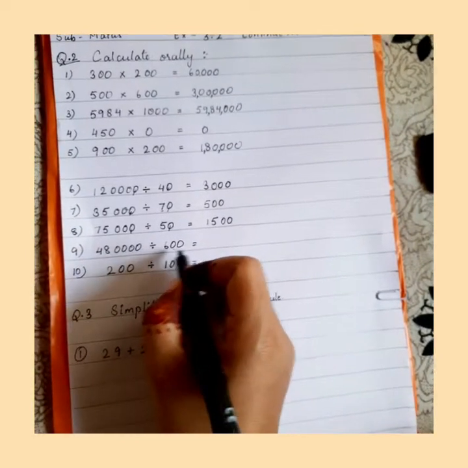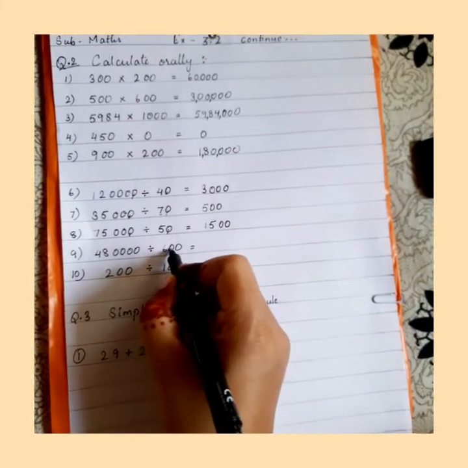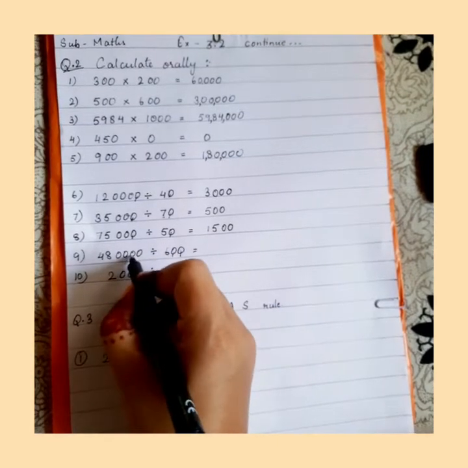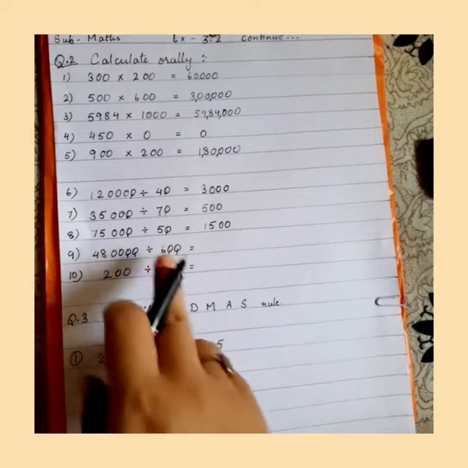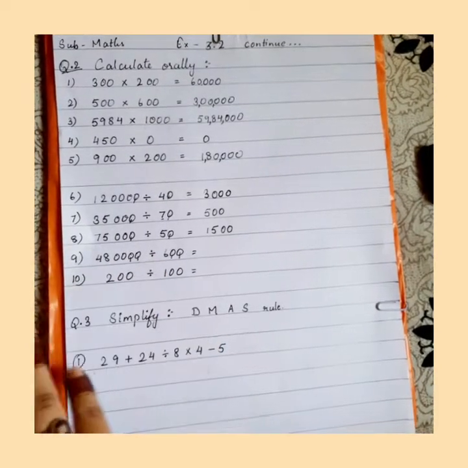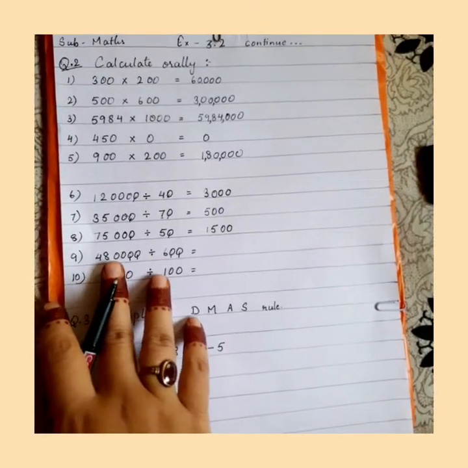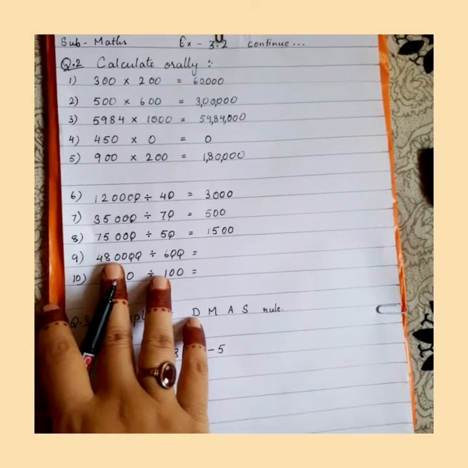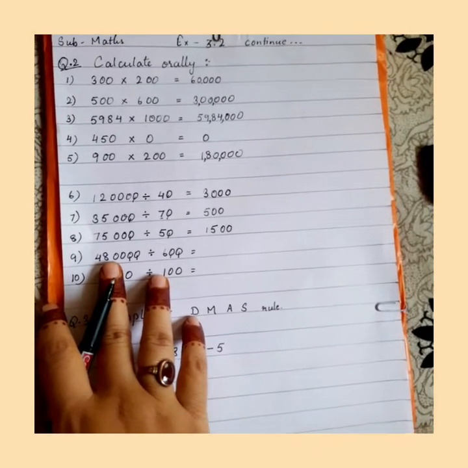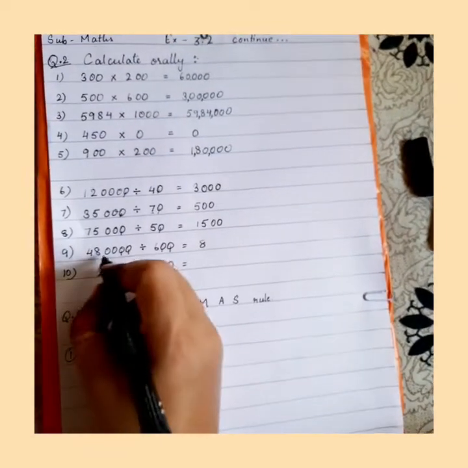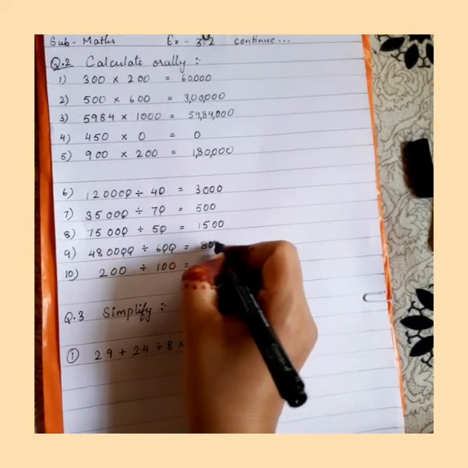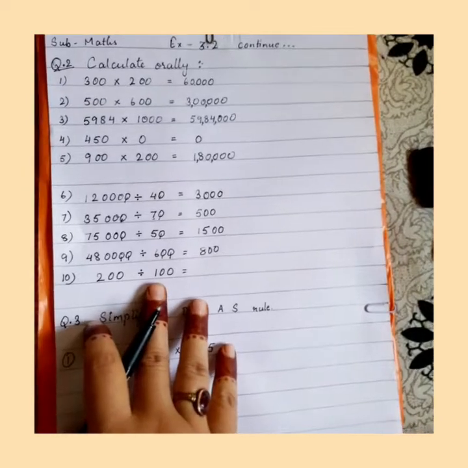Now here see, 2 zeros are there. So if I cancel 2 zeros from here, 2 zeros from the dividend also will be cancelled. Now read the table of 6. 6 8s are 48. So 8 will be my answer and 2 zeros will be copied down. So 800 will be my final answer.